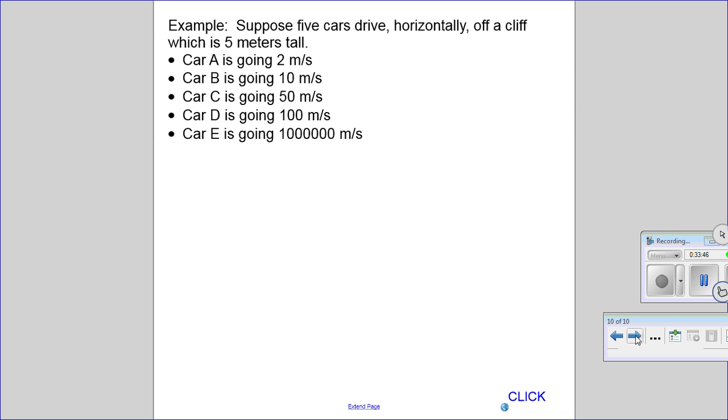All right, so let's do this. We got these 5 cars that are going to drive off of a cliff. The cliff is 5 meters tall. They're all going to go off at the same time. So the question is, which one hits the ground first? Now, there's a reason that I chose 5 meters.